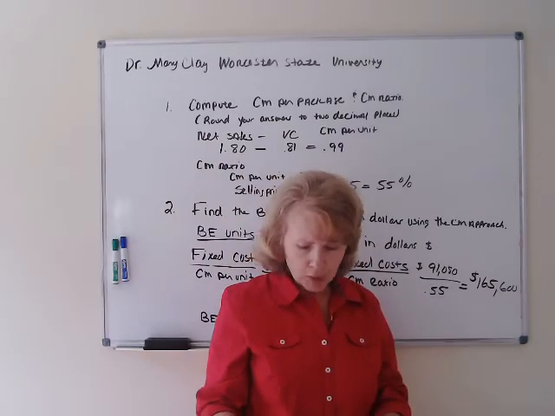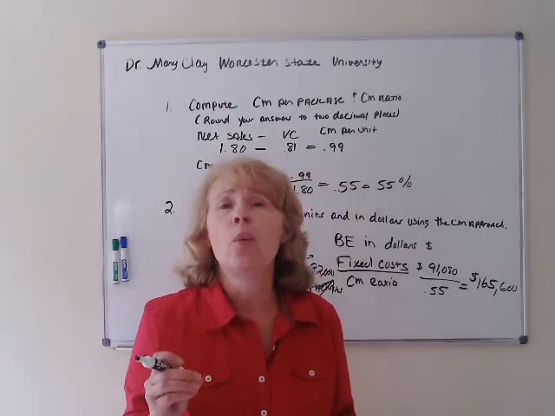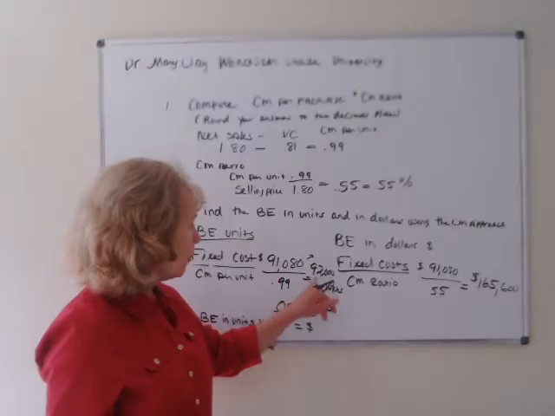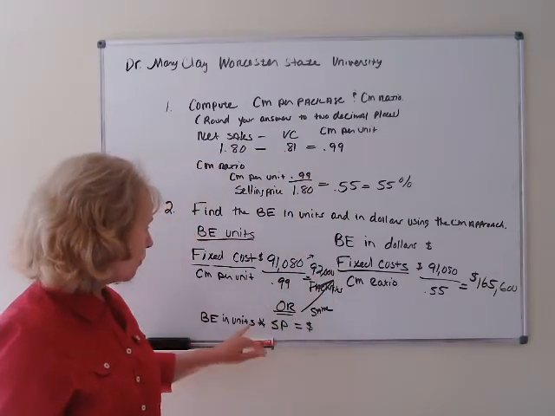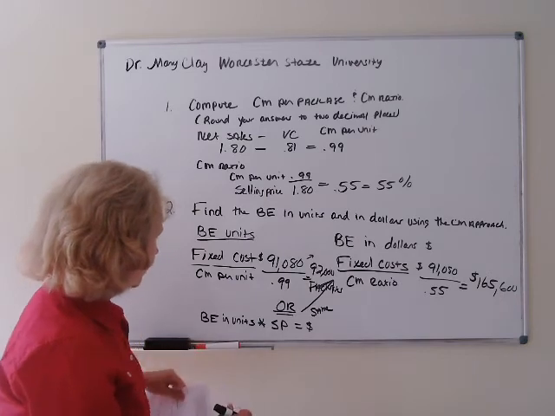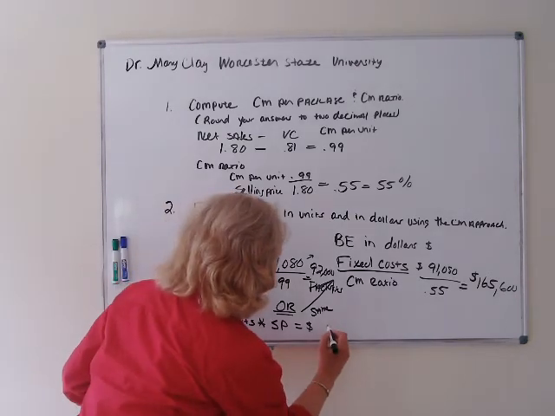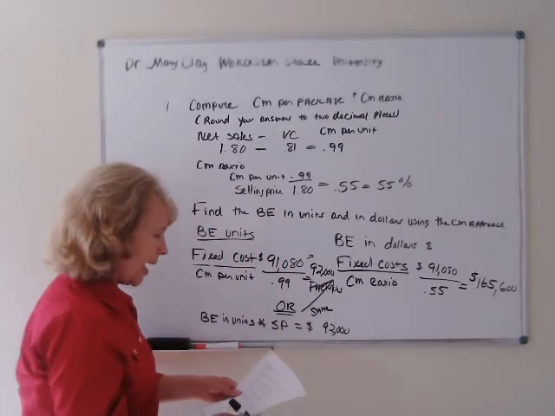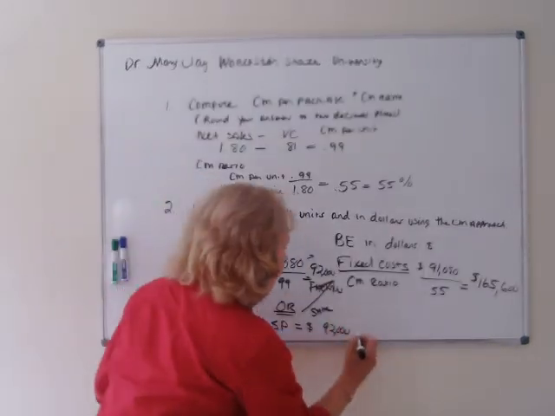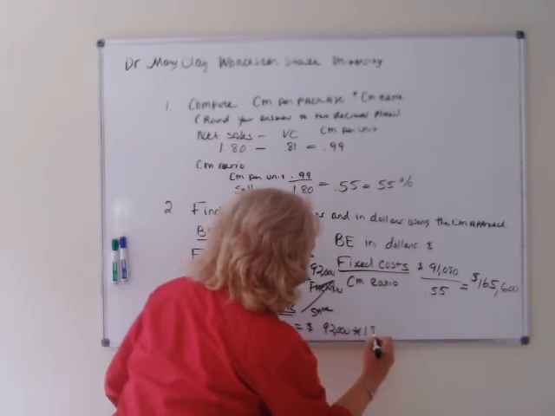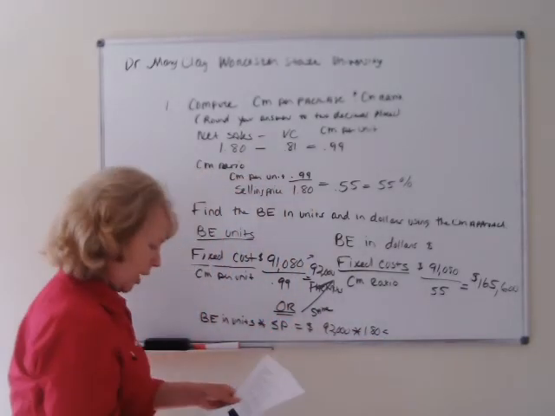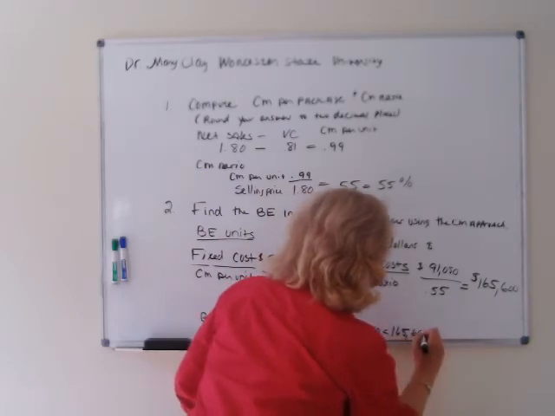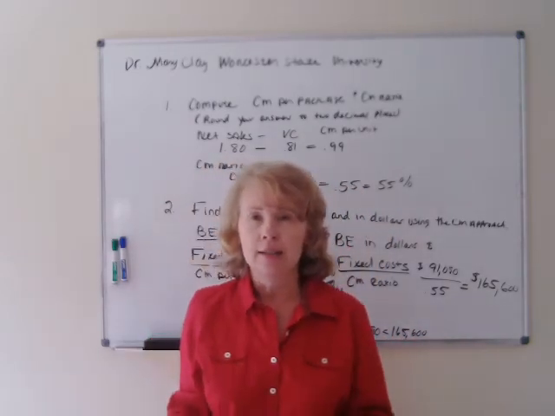Now I'm going to show you another way that you can get break-even in sales dollars. Well, you know break-even in units. Break-even in units is 92,000. All you do is go back to the problem. What was the selling price? $1.80. Multiply it out, and you will get the same answer as here. So there are two ways that you can get break-even in sales dollars.